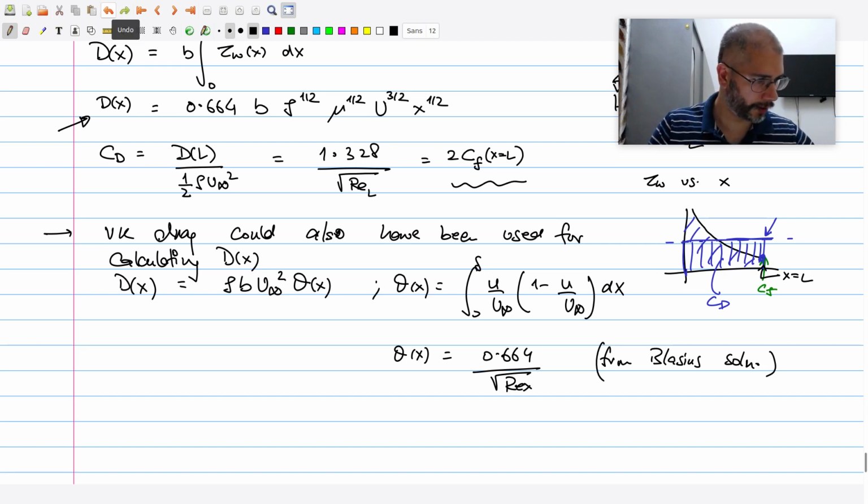This CD coefficient, this drag is a drag force. It's not a shear stress. So we have to multiply that by the area of the plate as well on which it is acting. So that is B, the plate width, times the length of the plate L.